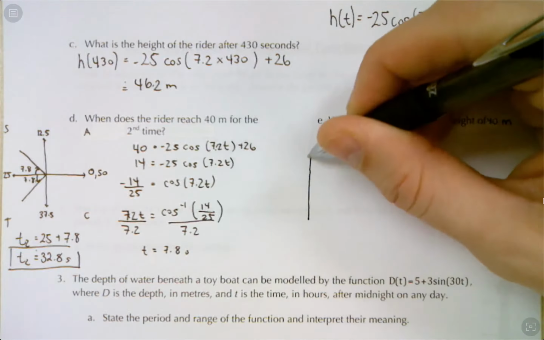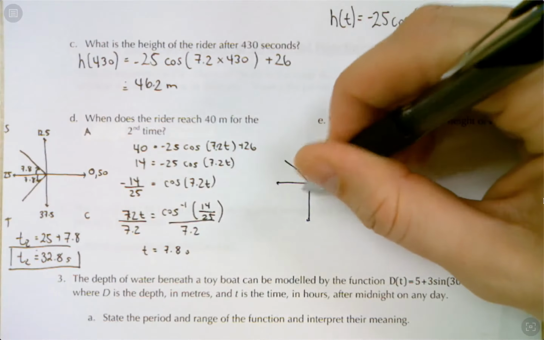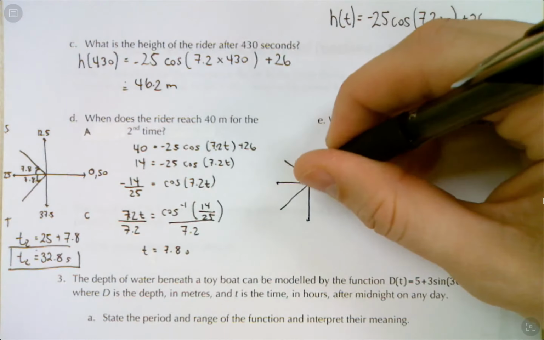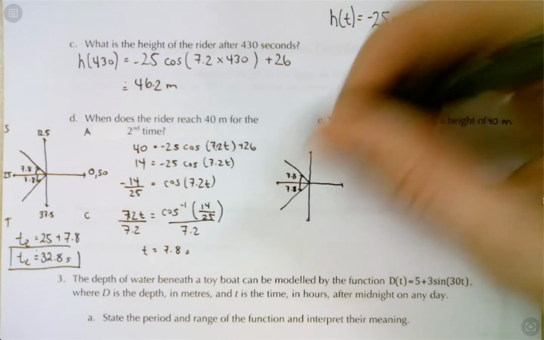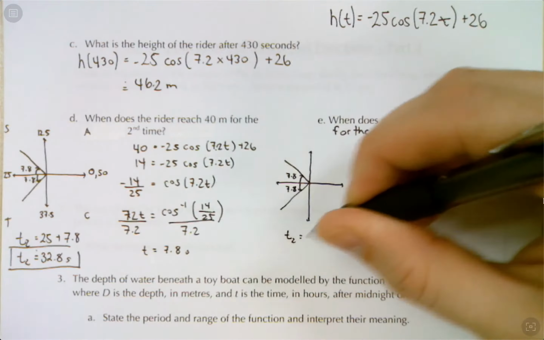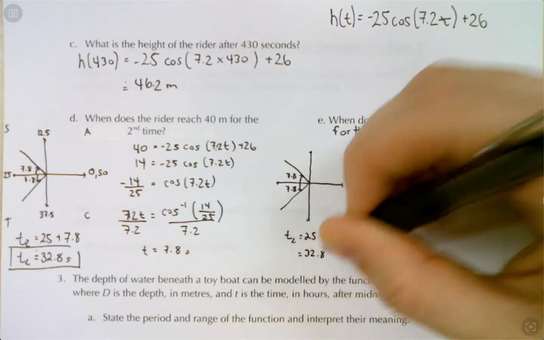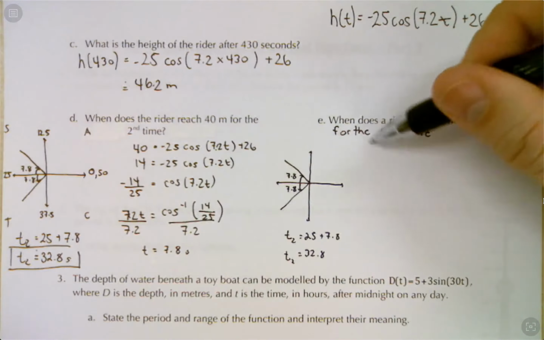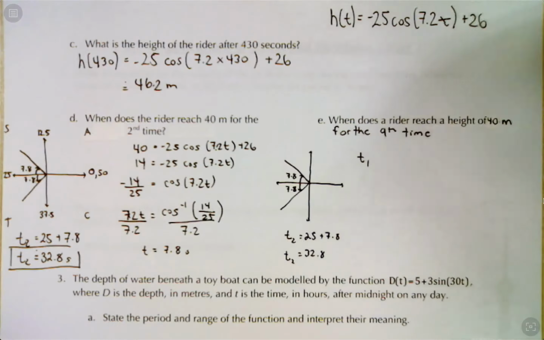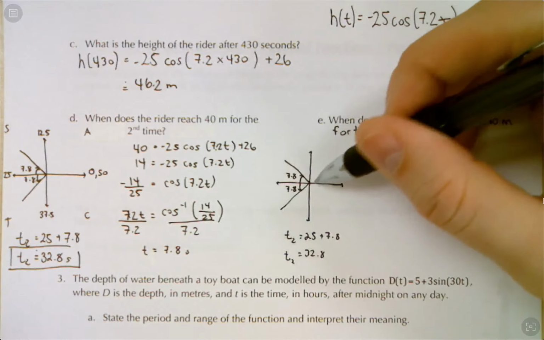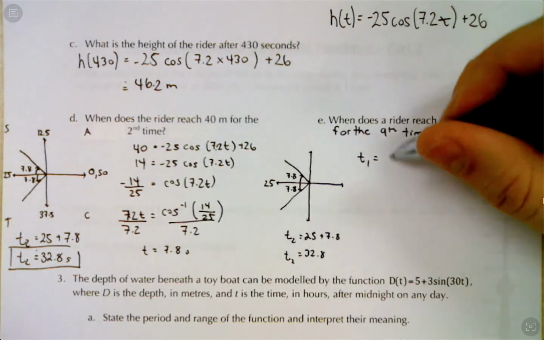So same diagram. Just going to redraw it here. Our answers are in the same quadrants. We get the same time, 7.8. We already know time 2. It's 25 plus 7.8, which gave us 32.8. But since we're looking for the ninth time, we're looking for an odd time, we also need to find the first time, time 1. Well, time 1 would be, since we're relative to 25, 7.8 short of 25, because this is time 1.